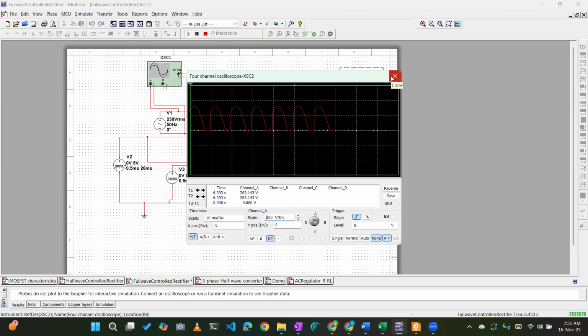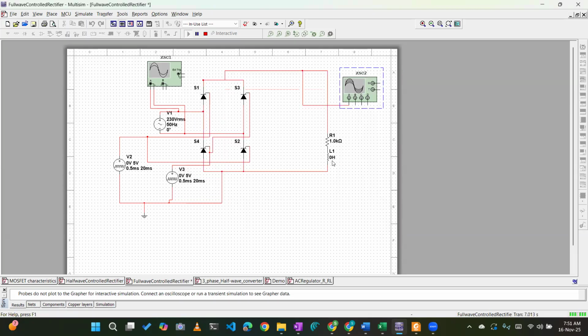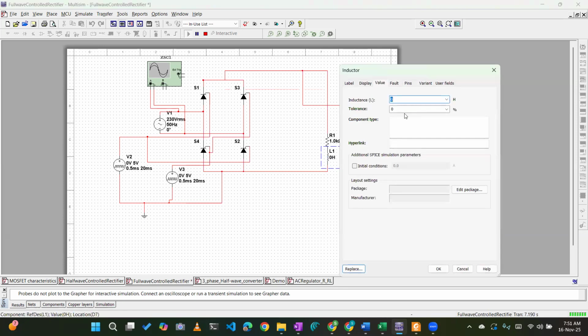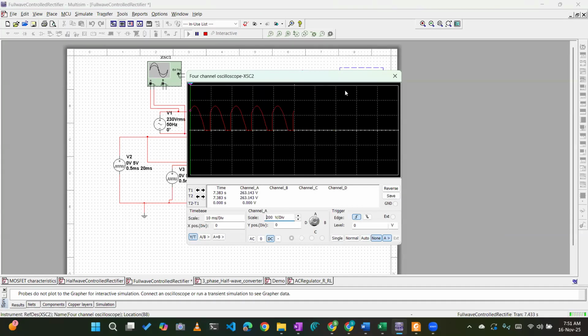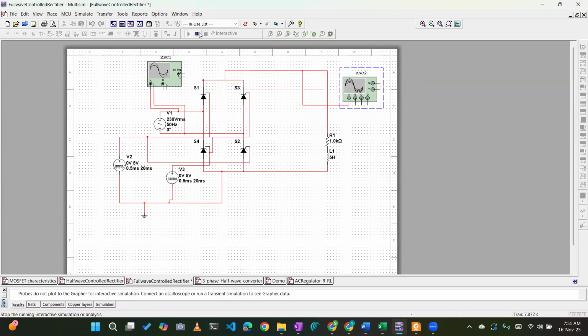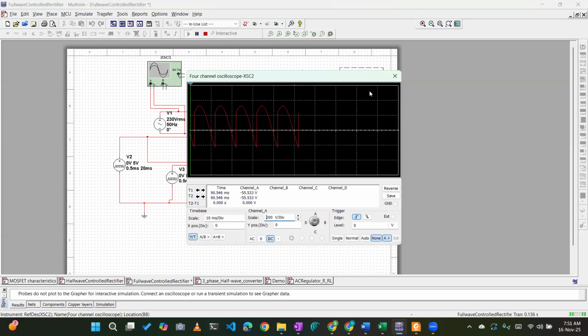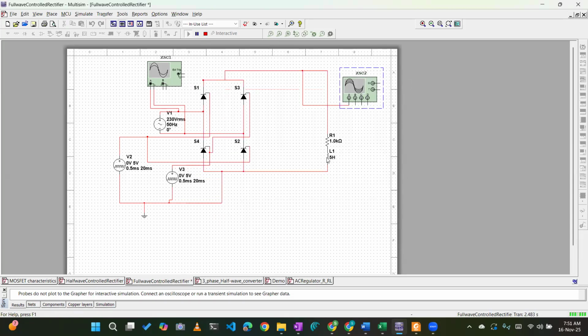Now suppose I make 5 Henry here and again check the waveform. See, now it is a continuous conduction full wave rectifier. What else do you need now? It is all done. Just two firing angles and the concept that S1, S2 are triggered one time at alpha, S3, S4 triggered at pi plus alpha.